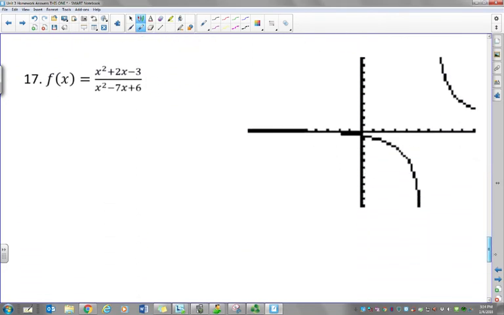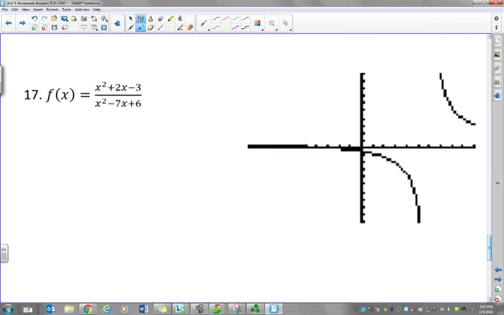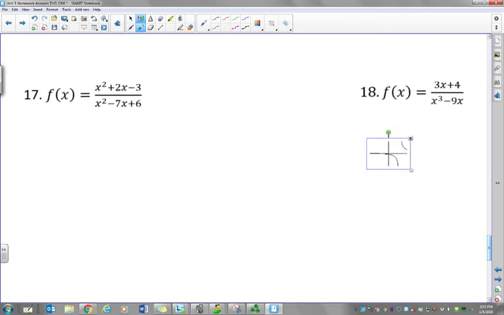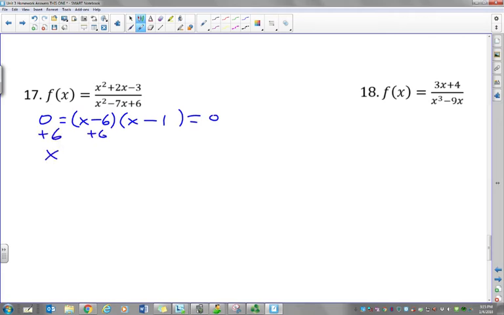Another one to help you is number 17. So for number 17, again, we factor the bottom. So we get x and x. 6 and 1, I'm thinking they both need to be negative. And that's to find our vertical asymptote. So to find the vertical asymptote, we add 6 to both sides. So we're going to get x equals 6 and x equals 1.